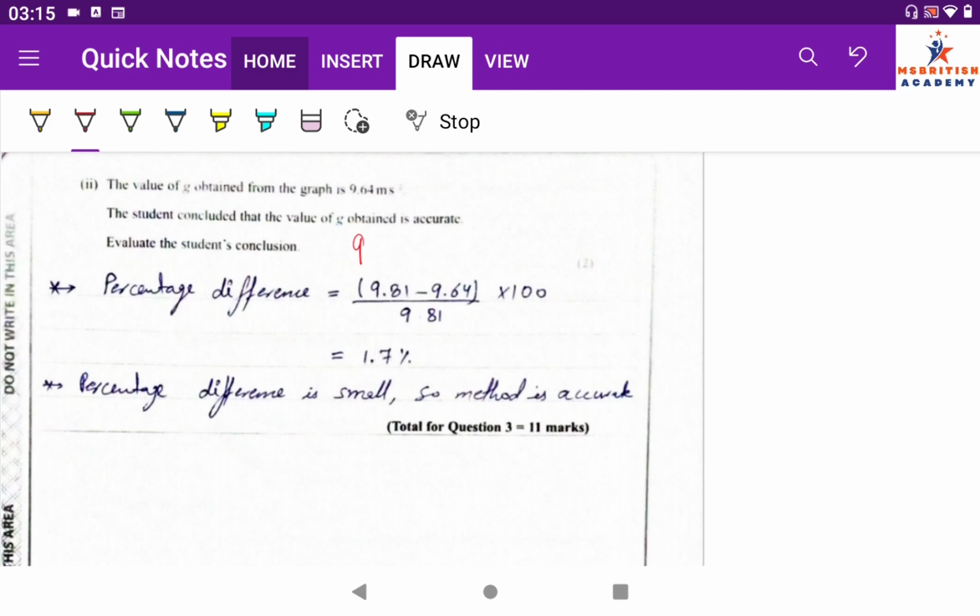So the percentage difference is 1.7%. The percentage difference is small, so the method is accurate, because a percentage difference of less than 3% can be considered accurate. So whatever the student has done can be considered accurate data.